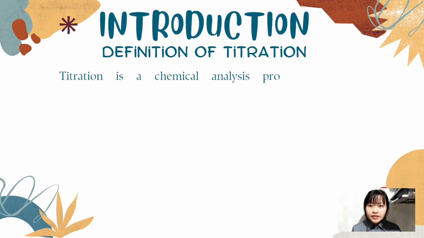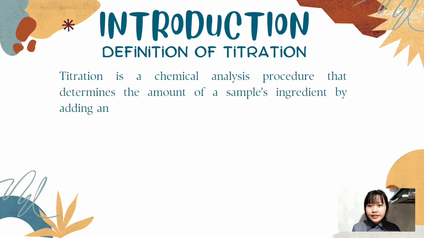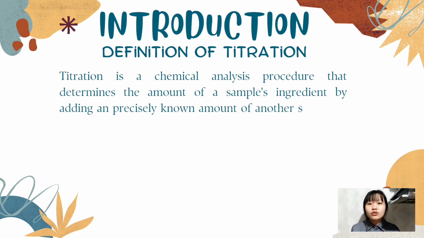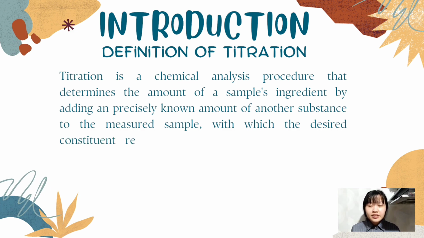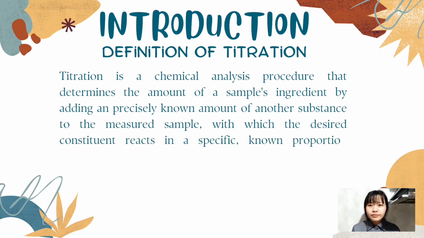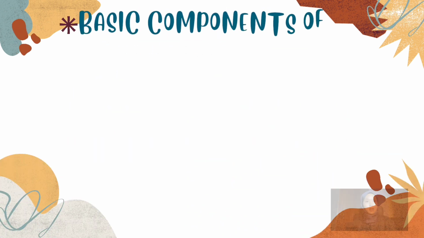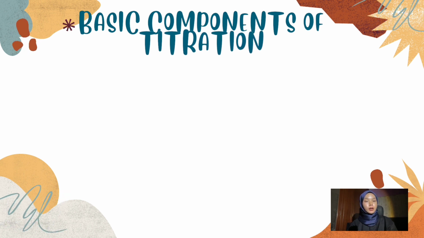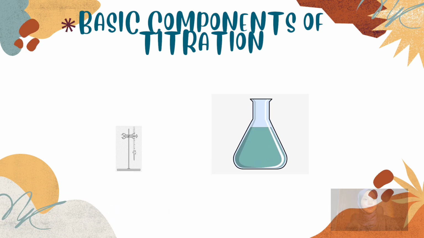Titration is a chemical analysis procedure that determines the amount of a sample's ingredient by adding a precisely known amount of another substance to the measured sample, with which the desired constituent reacts in specific known proportion. There are 4 types of titration. The first one is acid-base, the second one complexometric, the third one precipitation, and the last one is redox. Next, the 3 basic components that are needed in titration are burette, burette stand, and titration flask.